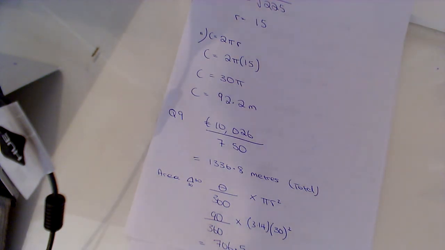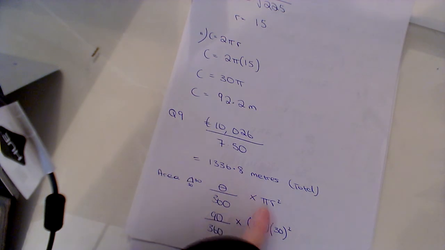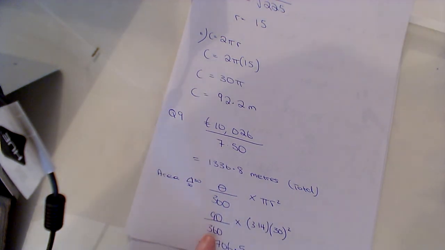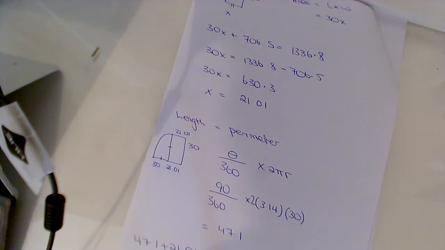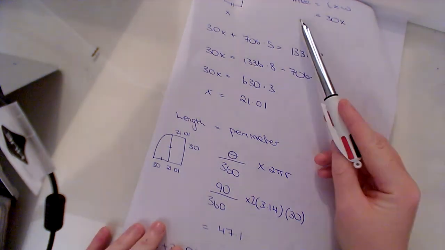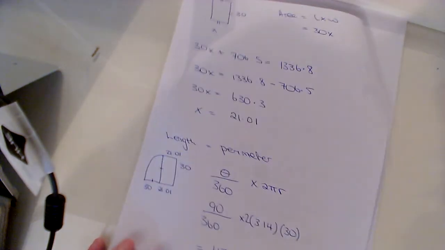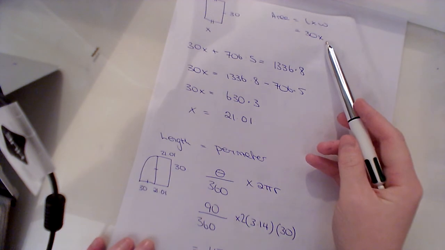Then I got the area of my quarter circle, so I have theta over 360 by pi r squared, and I get 90 over 360 by pi is 3.14, my radius was 30 to be squared, so the area of that quarter circle part there was actually 706.5. Then I'm going to have to get the area of my rectangle. So I know that one side is 30 and then the other side I'm just going to call x because I don't know what it is. So my area is equal to length by width, 30x, that's the rectangle.